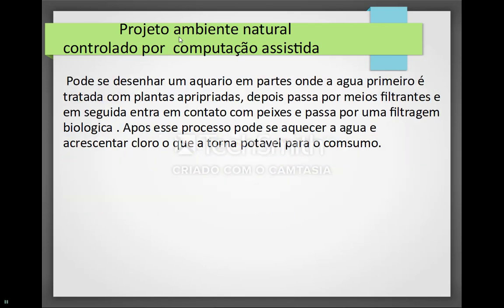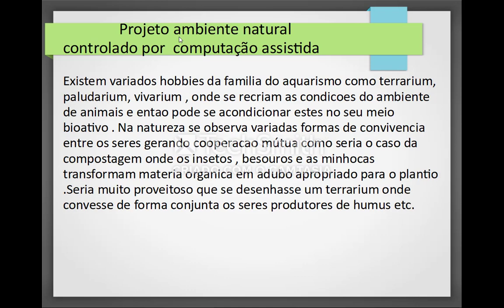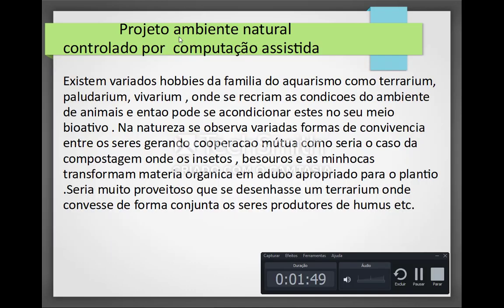There are several hobbies of the aquarium family, such as terrarium, paludarium, vivarium, where the conditions of the animal environment are recreated and then they can be kept in their bioactive environment. In nature, various forms of coexistence between beings are observed, generating mutual cooperation, as would be the case with composting, where insects, beetles and earthworms transform organic material into appropriate fertilizer for planting, humus-producing beings, etc.